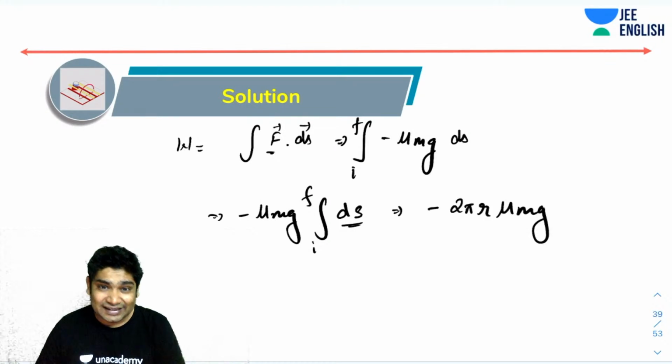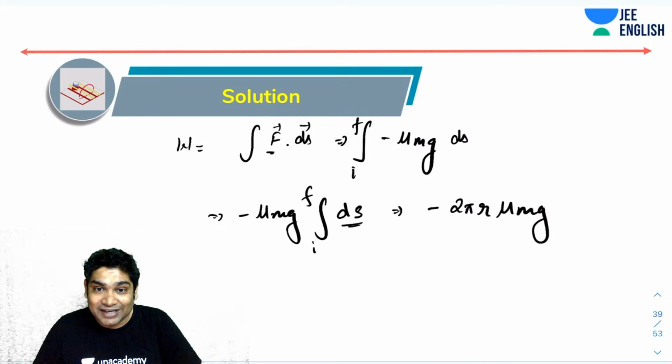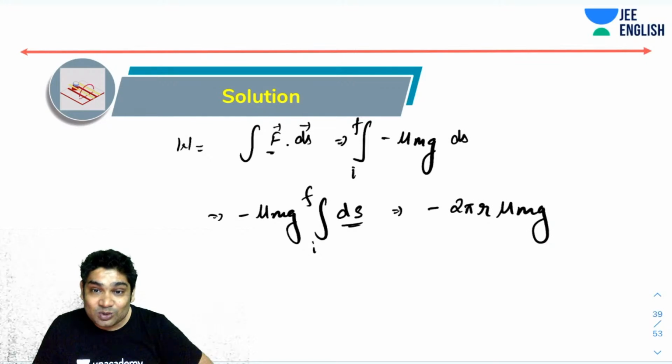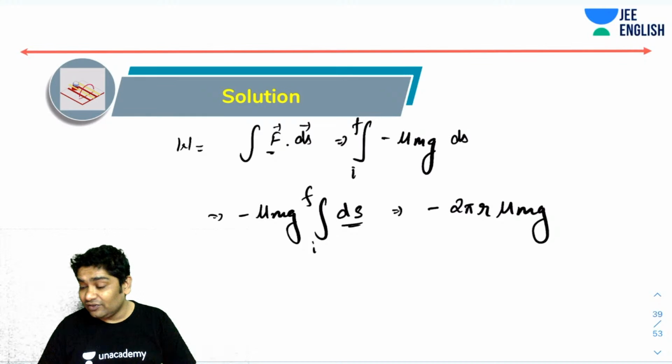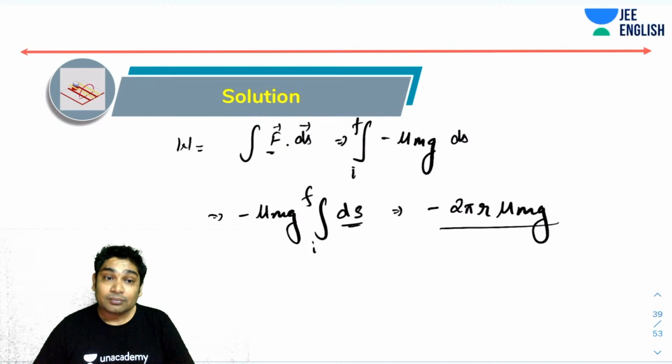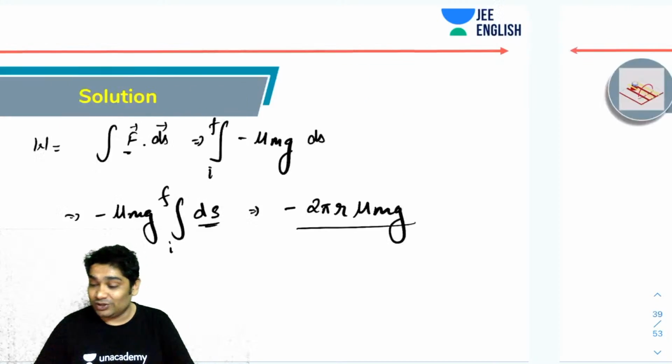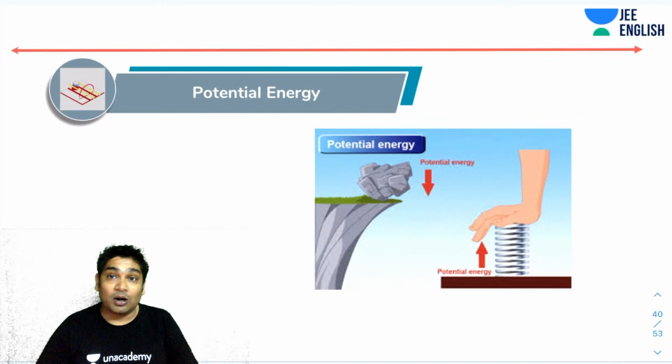Okay, so I think that was the answer that AP had given. Yes, minus 2 pi mu mgr. Absolutely. Okay, very well done. So you realize in a closed path, the work done by friction is non-zero, proving that it is a non-conservative force. Okay. Next, we will talk about potential energy.